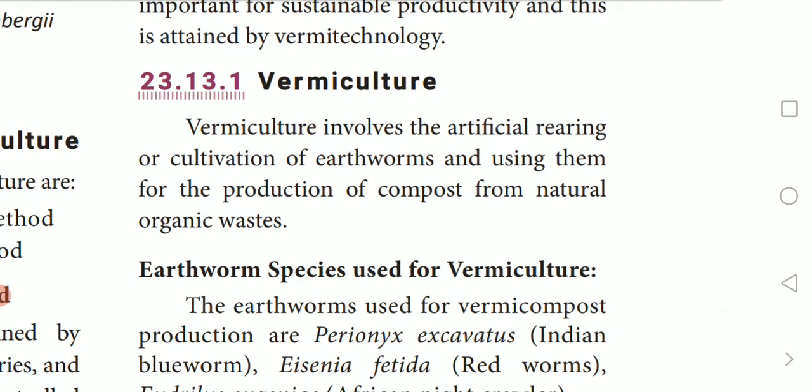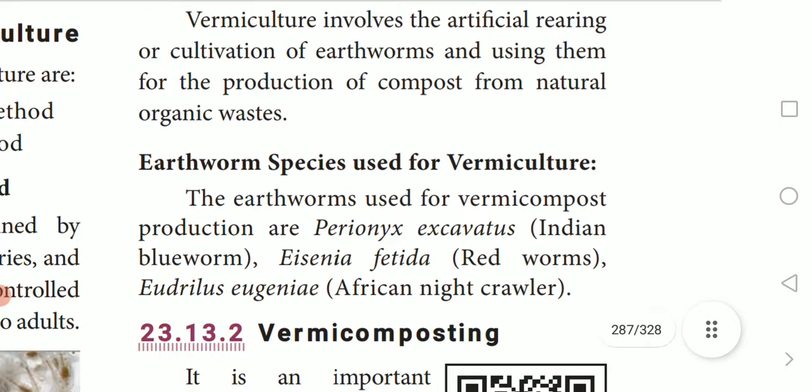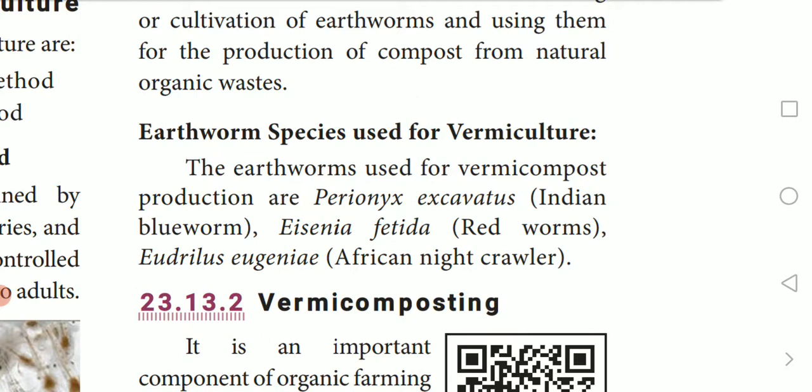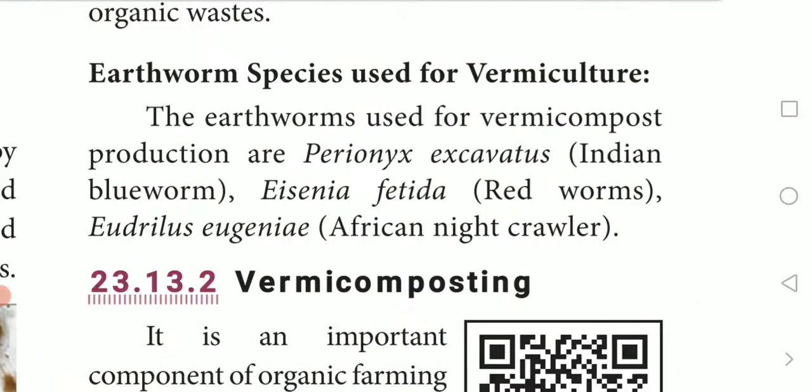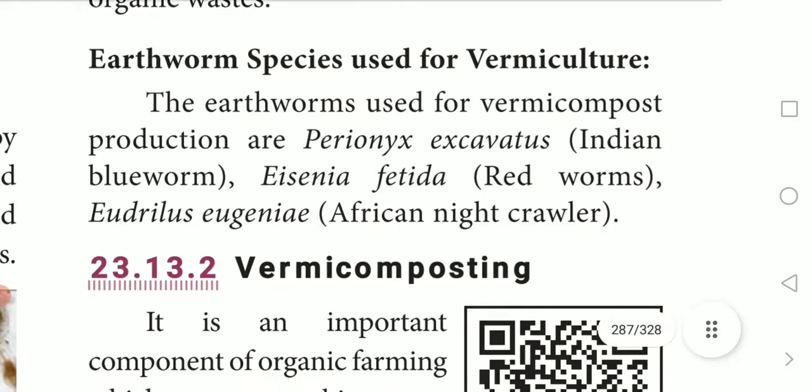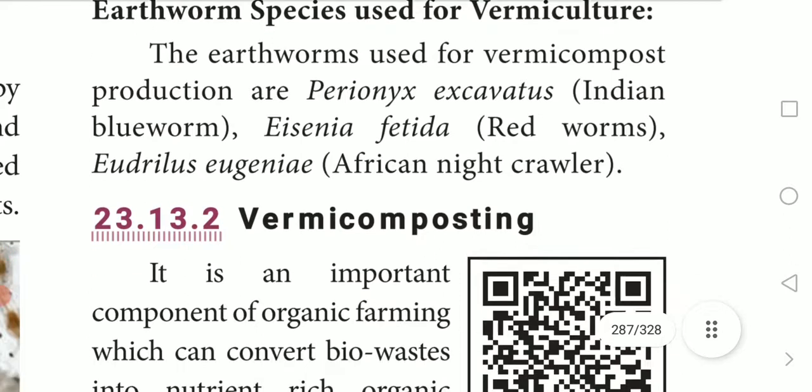Then vermiculture. Vermiculture involves artificial rearing or cultivation of earthworms and using them for the production of compost from natural organic waste. These earthworms are used for vermiculture. Vermiculture means with the help of worms, they can culture the organic things. The earthworms used for vermicompost production are Perionyx excavatus, Eisenia fetida, Eudrilus eugeniae. These are the different species of earthworm.